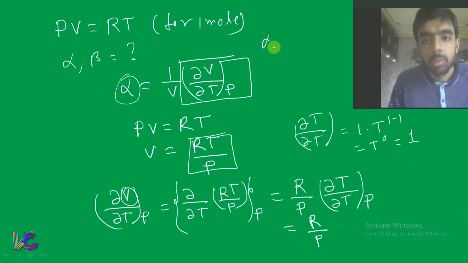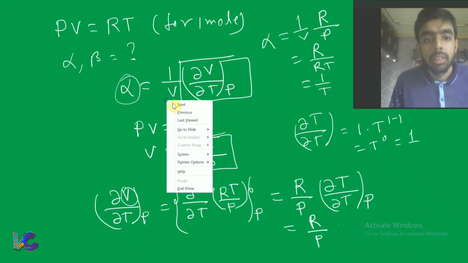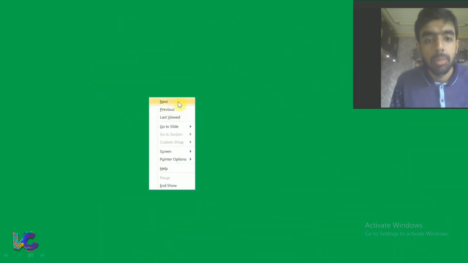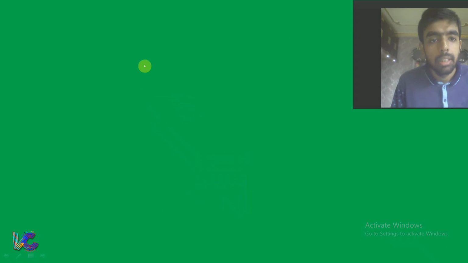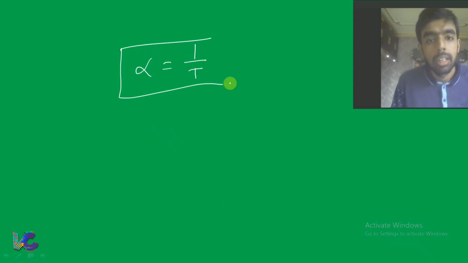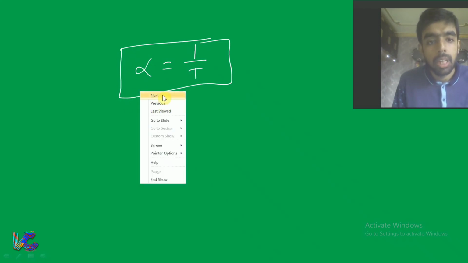So if you write here alpha equal to 1 by V, and this becomes R by P, you have R by PV. Now PV equal to RT, so alpha becomes R by RT. R and R cancel out, so alpha becomes 1 by T. So the value of alpha is 1 by T. From here you can also understand the unit of alpha is Kelvin inverse. Now this is the value of alpha for PV equal to RT.